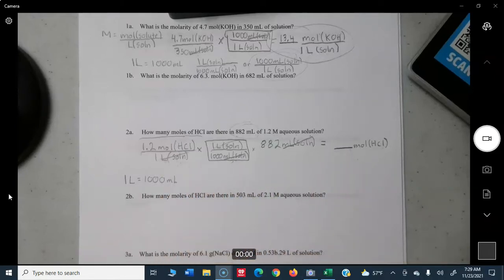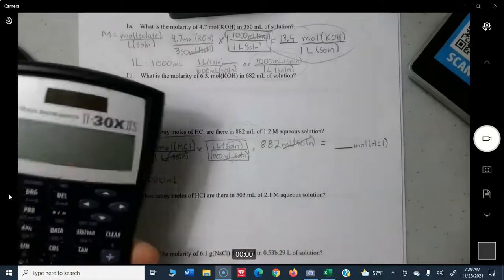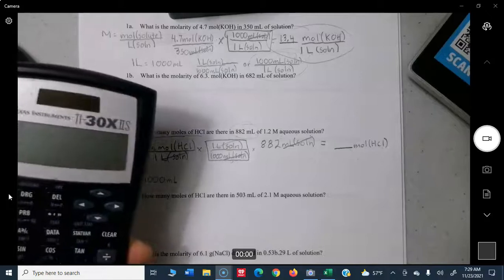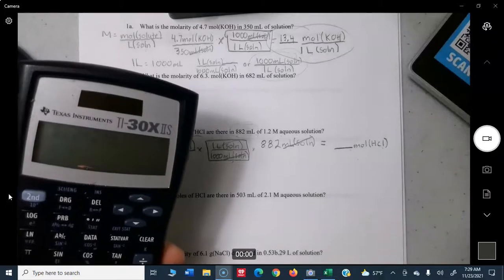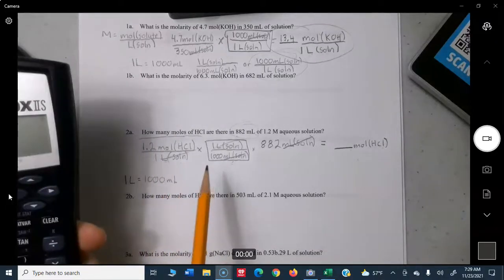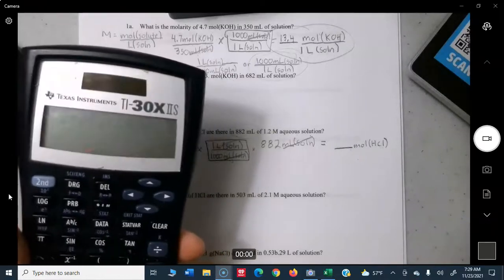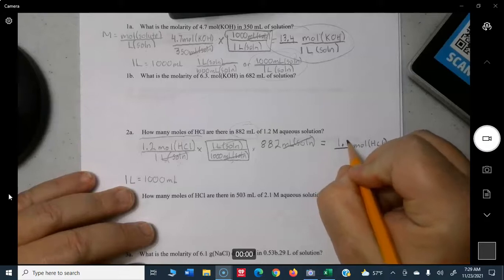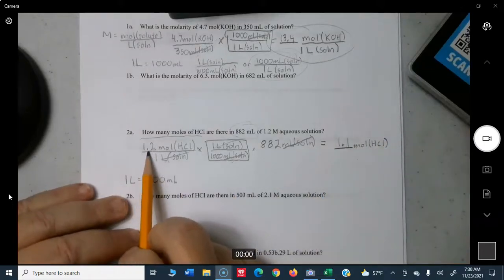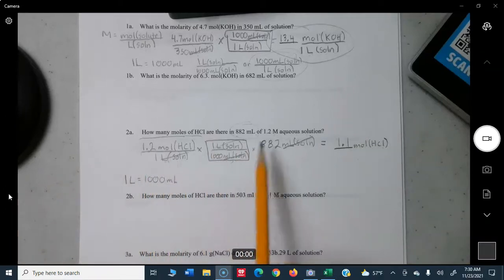So what you're going to do again is multiply everything on the top. That's going to be 1.2 times 1, which you don't have to put in, times 882 divided by 1, divided by 1,000. Okay, and that gives us 1.05, and we'll just round that up to 1.1. We're not paying attention to significant figures, but it would be two significant figures based on that. So again, 1.2 times 1 times 882 divided by 1, divided by 1,000. But the units on the bottom canceled out, so there's no units on the bottom anymore. And so that gives us our final answer, okay?